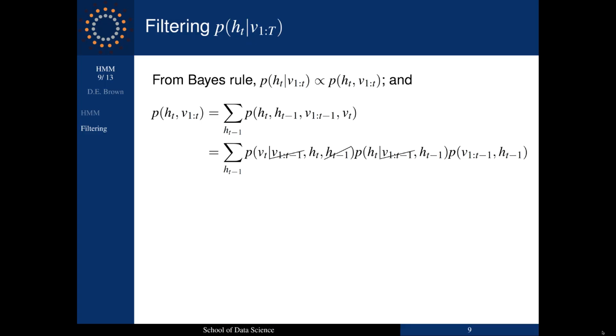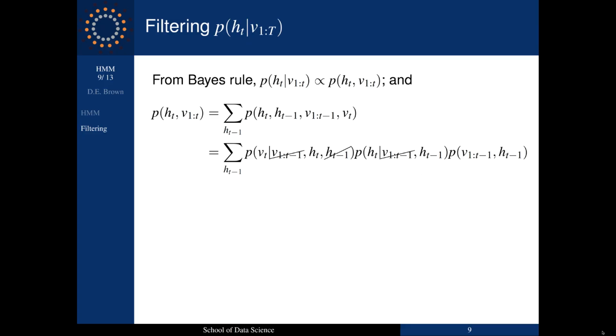But we note that the visible state at time t is independent of all the other visible states, so we can immediately eliminate those terms. It's also independent of the previous hidden state because it only depends upon the current state. So it's independent of all previous hidden states given the current state. And that's what that graph model does. So that first probability then is just going to reduce to the probability of v sub t given h sub t.